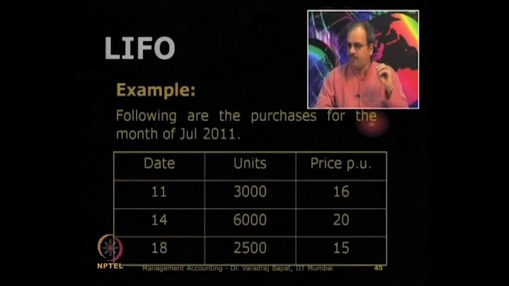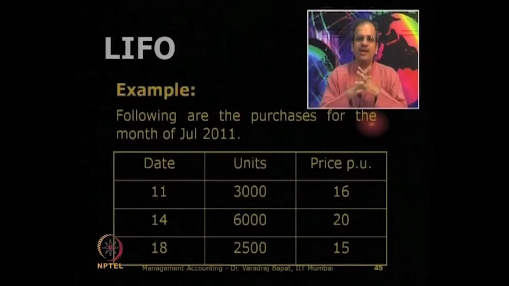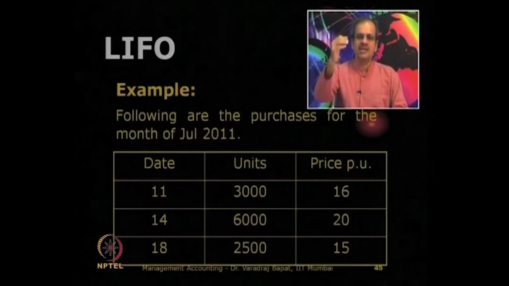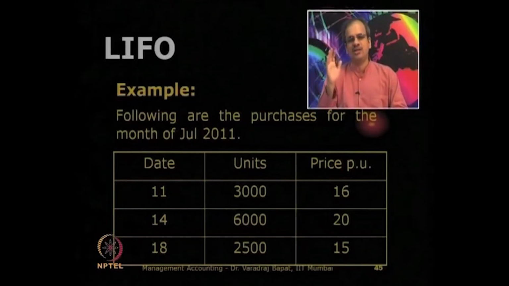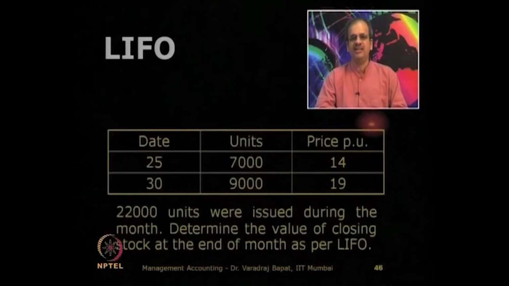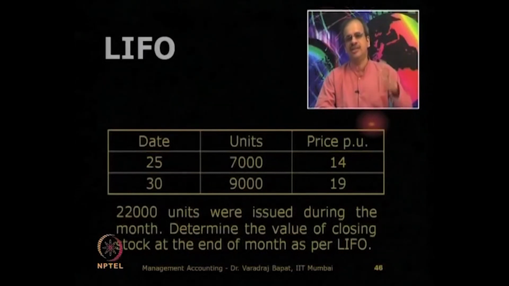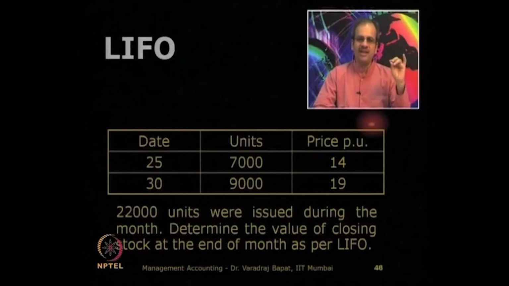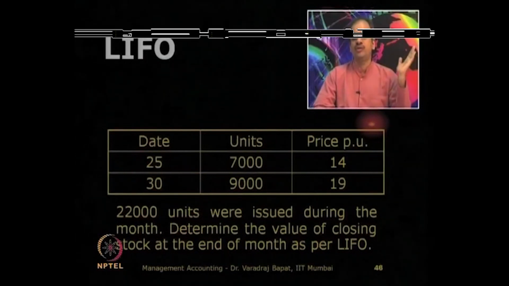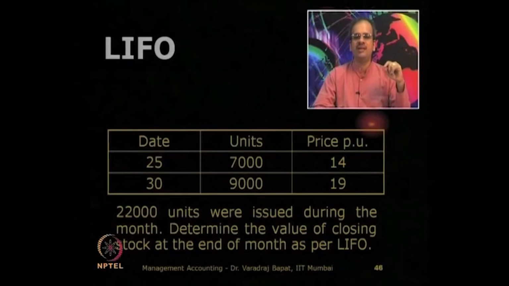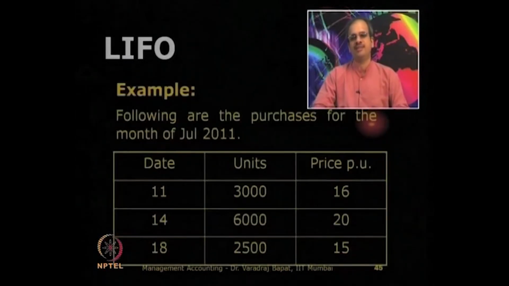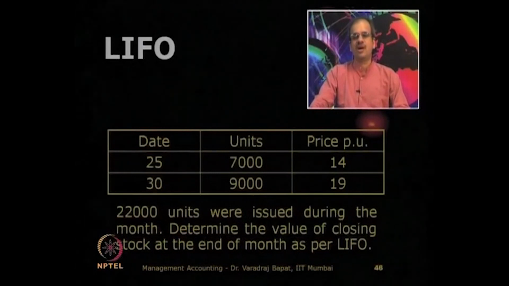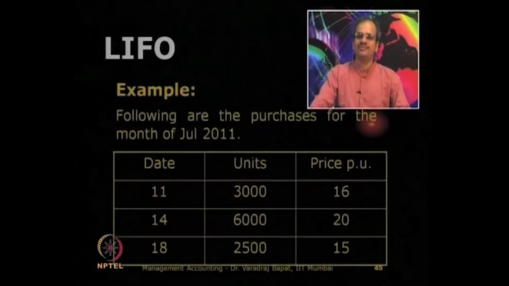Let us have an example, then it will be more clear to you. In this example, in the month of July, certain purchases are given. You can see here that on the dates 11, 14, 18, 25th and 30th, different units are purchased, and out of that 22,000 units are issued. We have to determine the value of closing stock at the end of the month. Have a look at the items. So, how will you determine the value?